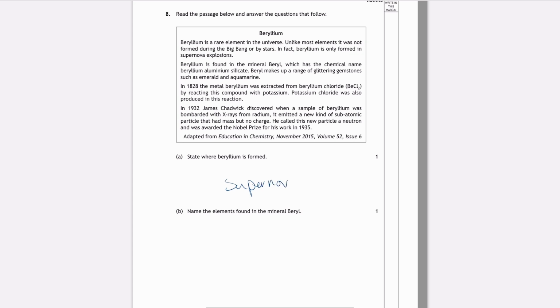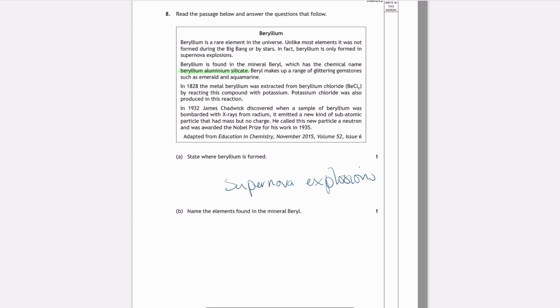You don't need to put it in your own words or anything for these questions. Okay. Then for the elements found in the mineral beryl, we'd want to find what it says about beryl. So here's the mineral beryl, and it gives us the chemical name. We can see its chemical name is beryllium aluminium silicate. So we can work out the elements in it from its name.